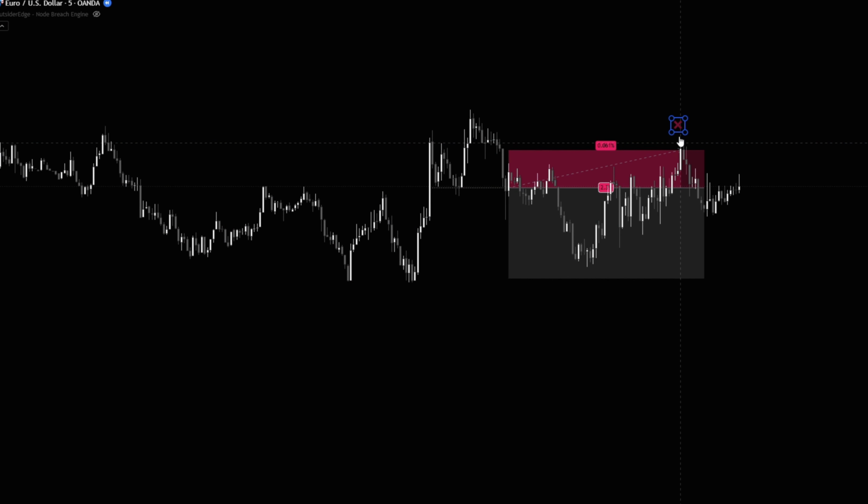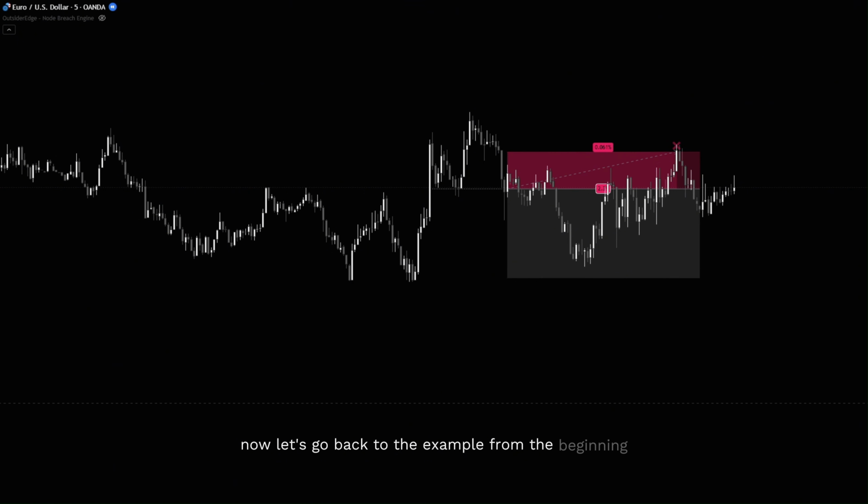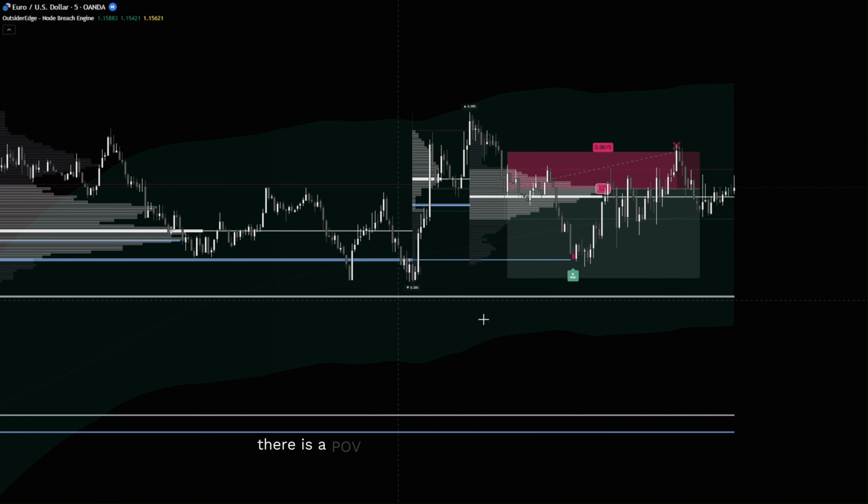Now let's go back to the example from the beginning. Without the engine, the long setup looked fine, but once we turn on the node breach engine, we can see the problem. There is a POV between the entry and the target.